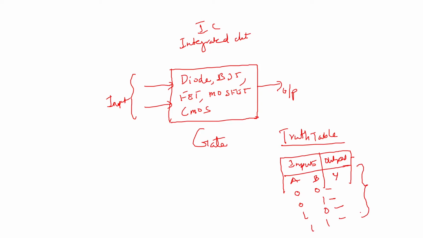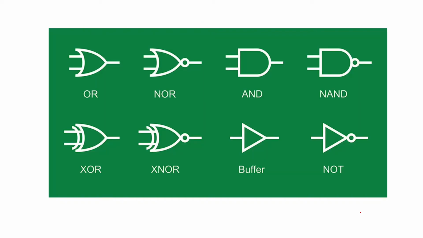Depending upon the logical relationship between input and output, you can have different types of gates. Now we will see the gates in particular. Here you can see some of the important gates. The first one is the OR gate, and these are the symbols shown. From these, OR, NOR, AND, NAND, XOR, XNOR, buffer, and NOT, we will see our basic logic gates.